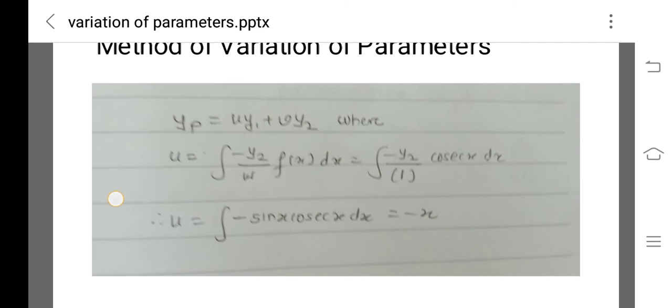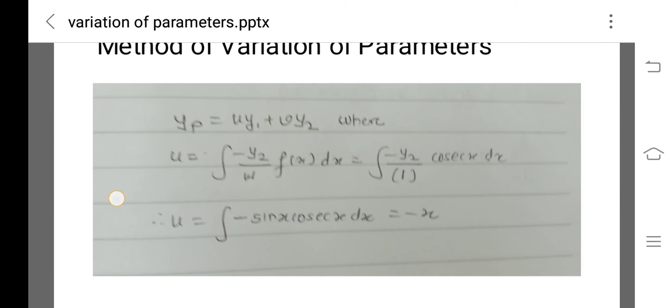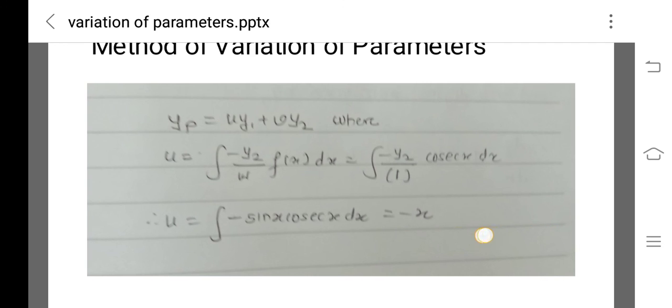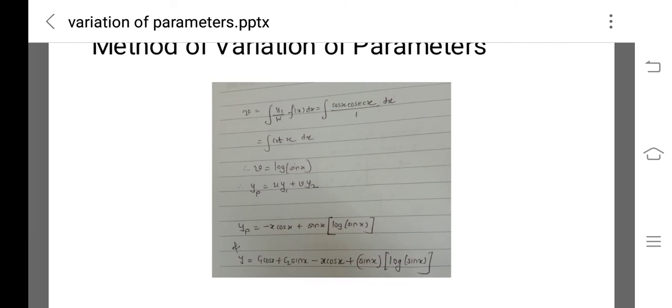Now yp is uy1 plus vy2, where u is the integration of minus y2 by W f(x) dx. Let's put these values. So we will get the integration of minus sin x into cosec x dx. That comes out to be the integration of minus dx, so it is minus x. For v, we have the integration of y1 by W f(x) dx. As we put the values, we will get v as the integration of cot x dx. So v is log of sin x.